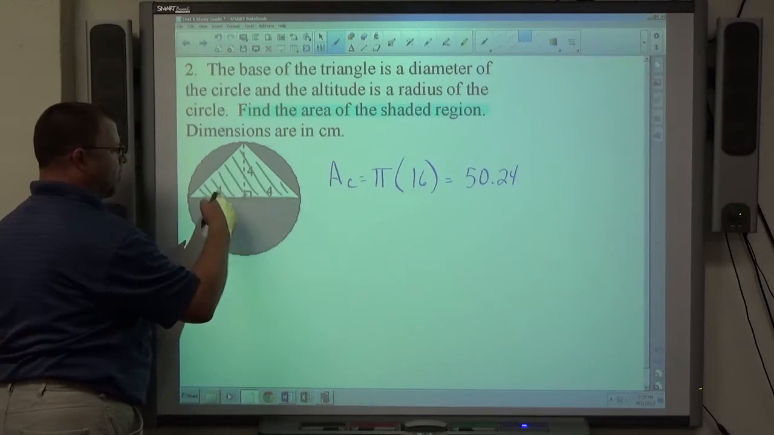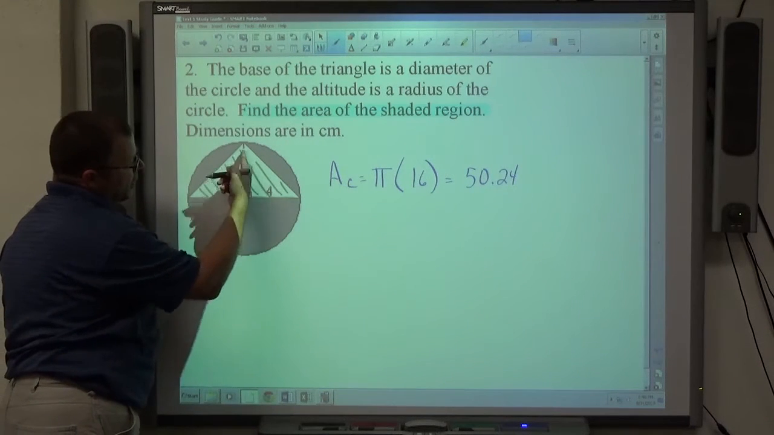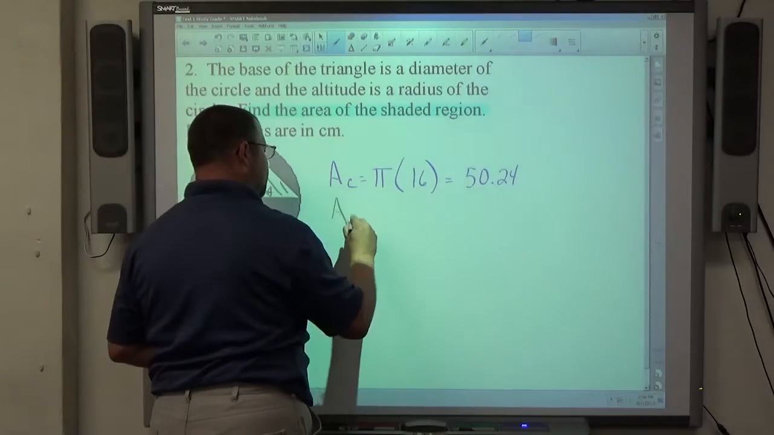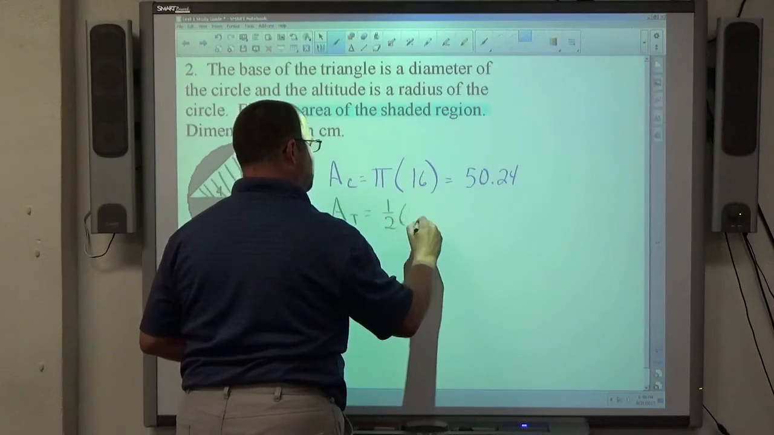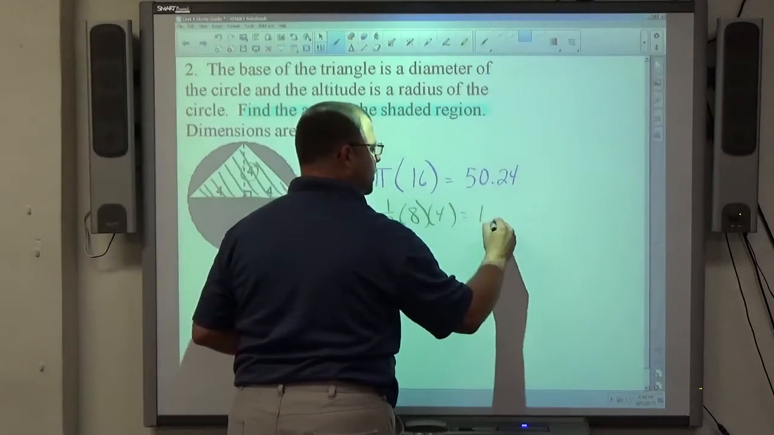If I go all the way across the base, 4 plus 4 is a total of 8 for the length of the base. The height, which is perpendicular to it, is marked as 4. So the area of the triangle is simply going to be 1/2 times its base times its height. Half of 8 is 4, times 4 is 16.